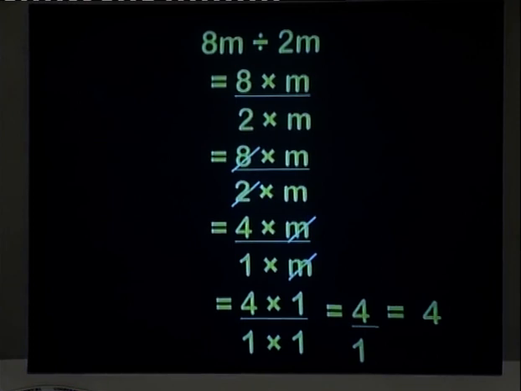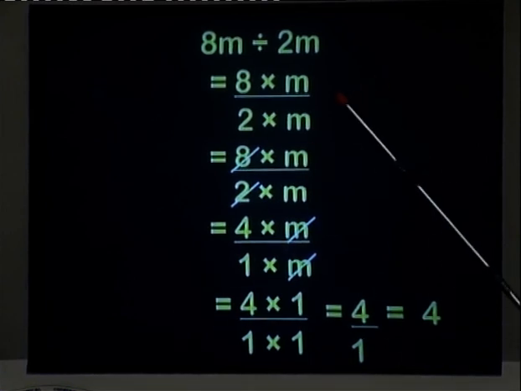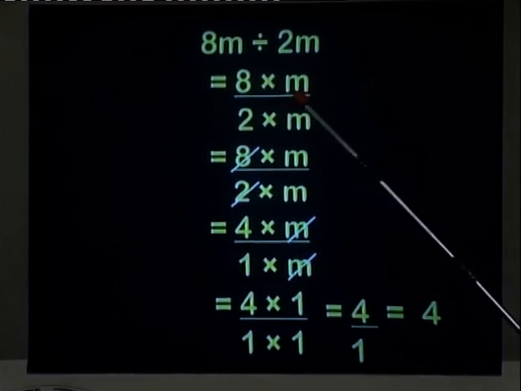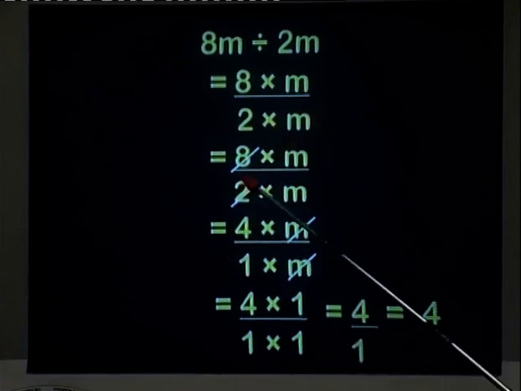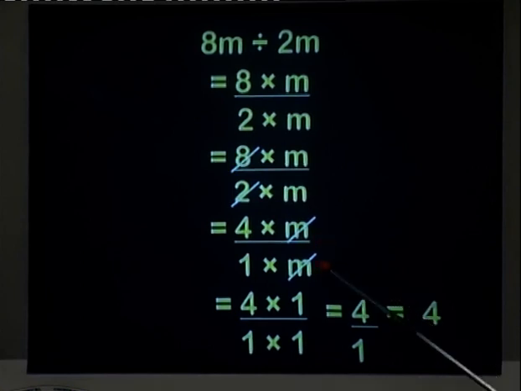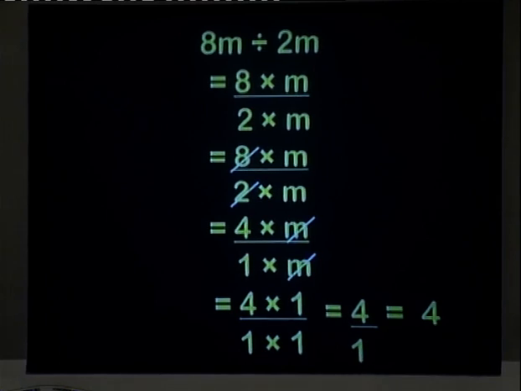Just to go back over what we have done: when you are faced with a problem to divide algebraic terms, put them in fractional form, include the multiplication sign, then you simplify. After simplifying the numbers, you simplify the letters or the pronumerals, and you end up with your final answer. Okay, receiving students and model class, you have that example in your workbook. You can follow that as you complete the other activities.